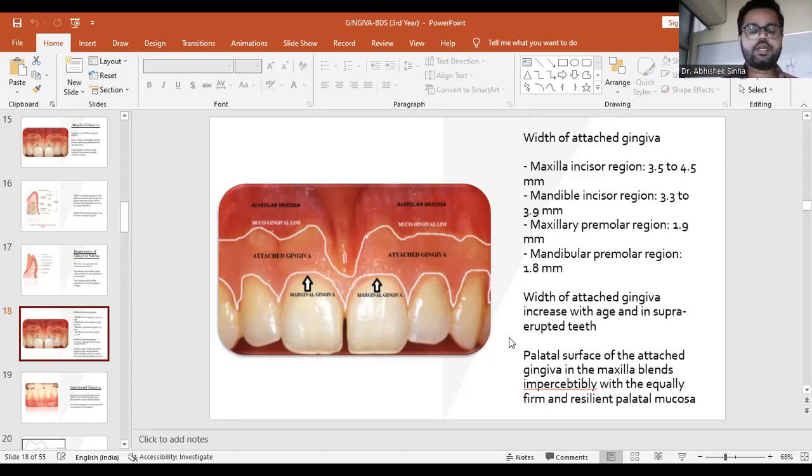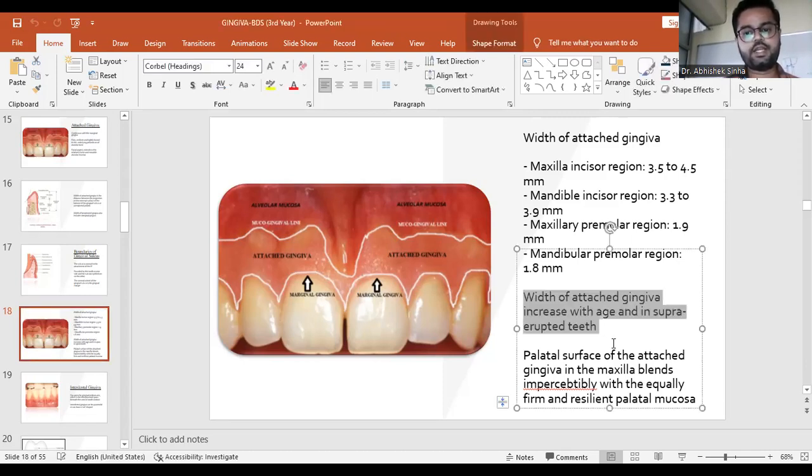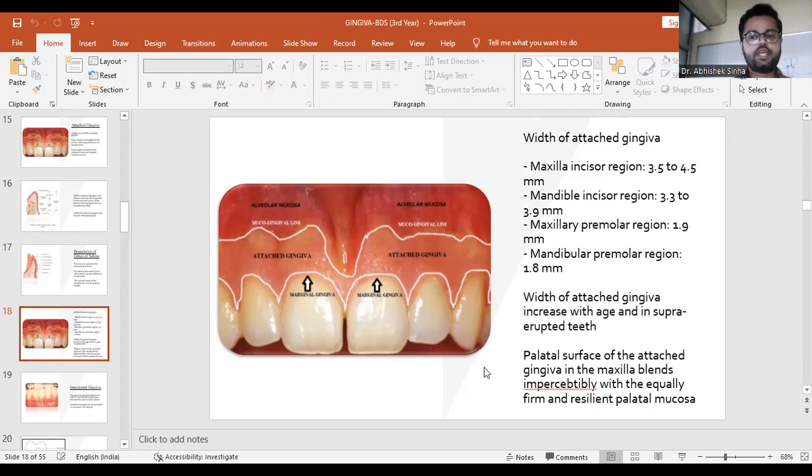Width of attached gingiva increases with age and in supra-erupted teeth. Again, a very important point that needs to be highlighted.